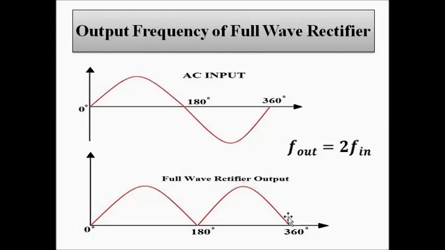From here another cycle starts. So during one complete cycle of the input AC, we get two complete cycles of the pulsating DC output. It means that the output frequency is twice that of the input frequency. For one complete cycle of the input AC, we get two complete cycles of the pulsating output DC. So because of that, the output frequency is twice that of the input frequency.